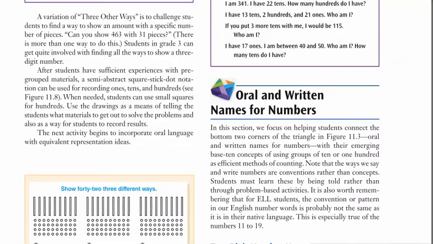In this section, we focus on helping students connect the bottom 2 corners of the triangle in 11.3, oral and written names for numbers, with their emerging base 10 concepts of using groups of 10 or 100 as efficient methods of counting. Know that the ways we say and write numbers are conventions rather than concepts. Students must learn these by being told rather than through problem-based activities. It is also worth remembering that for EL students, the convention of pattern in our English number words is probably not the same as their native language.